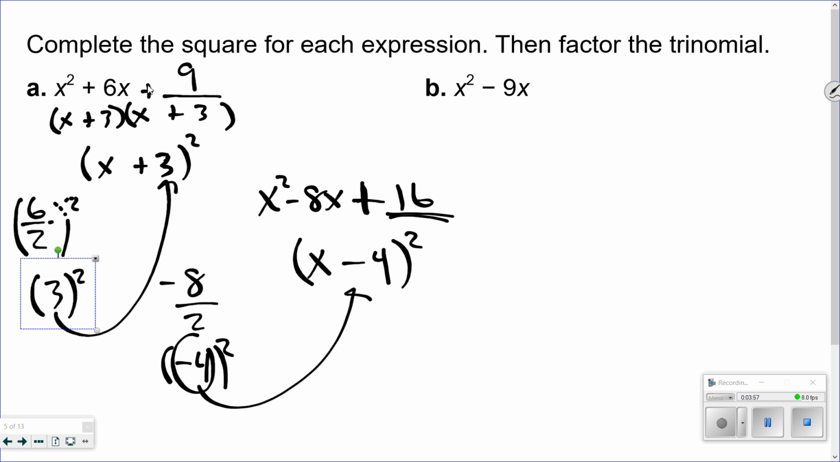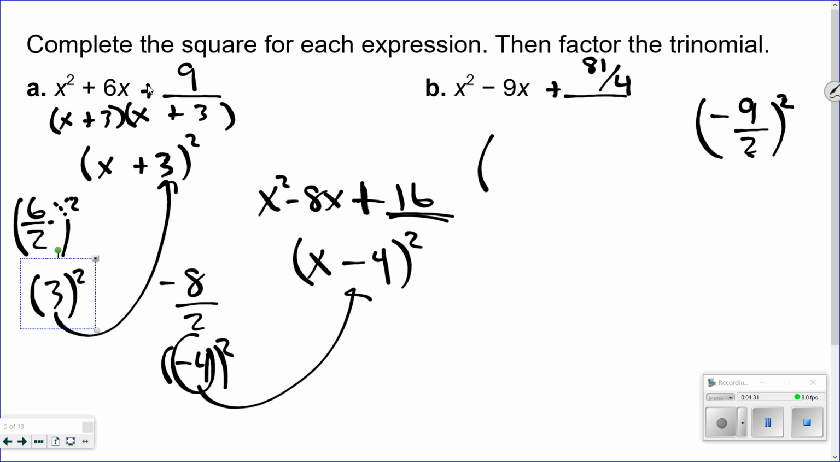Okay, this example B is a little tricky because it's not going to come out evenly, but that's okay. Let's talk about how we would do this. I take my middle number, negative 9. I divide it by 2, and then I square it. Now you have 2 options here. You could switch it to a decimal, or you can leave it as a fraction. I'm going to leave it as a fraction. If I square negative 9 halves, remember a negative times a negative is a positive. 9 times 9 is 81, and 2 times 2 is 4, if I just square the top and the bottom. So I have to add 81 over 4 to make that a perfect square.